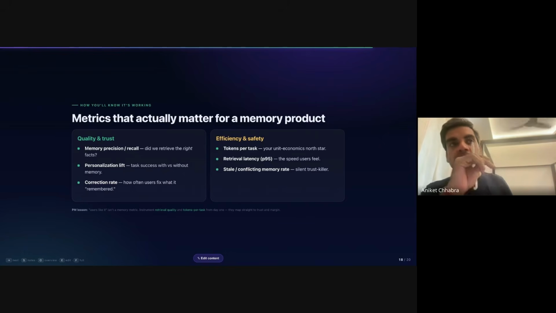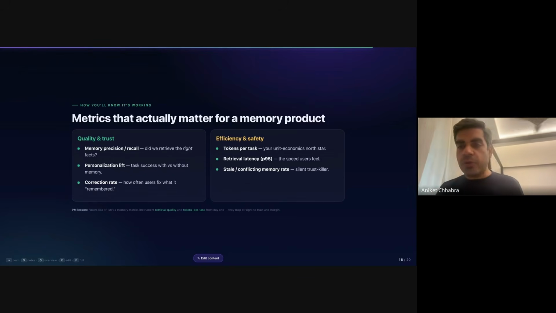Precision means that whatever you are suggesting, is it getting rightly fetched, right? From whatever query that you're sending, is your query precise enough to get this data from the memory? That's basically the precision here. Personalization, and task success with the memory and without memory, right? So let's say the coding agent example. Now, if you're fetching some episodic memory there, then with the episodic memory, what is the outcome? What is the code? Versus without the memory, what is the code? You measure the uplift there, right? And then correction rate is how often it is fixed when remembered, right?